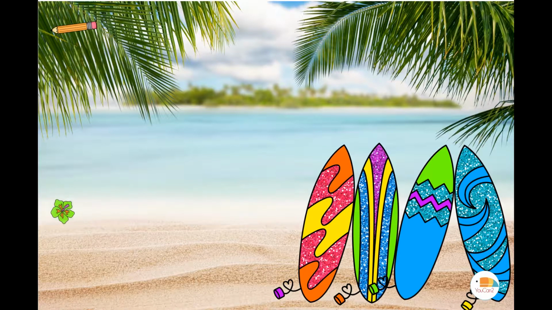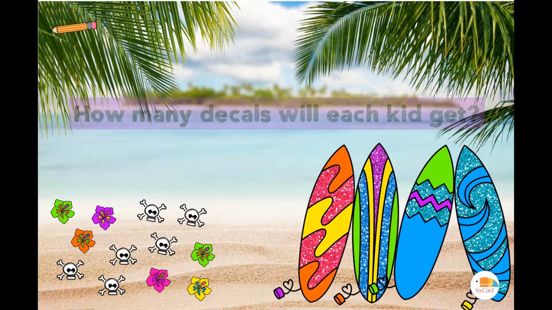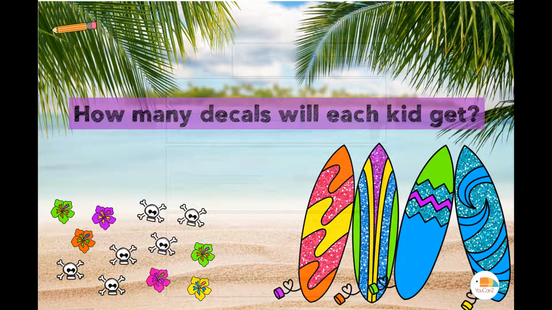And you also have 1, 2, 3, 4, 5, 6, 7, 8, 9, 10, 11, 12 decals all together. So now you've got to figure out how many decals each one of your friends is going to get for their surfboard.